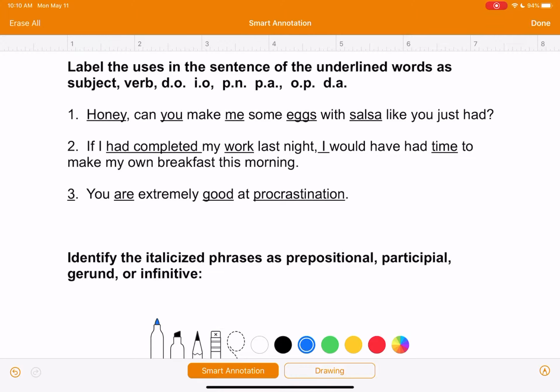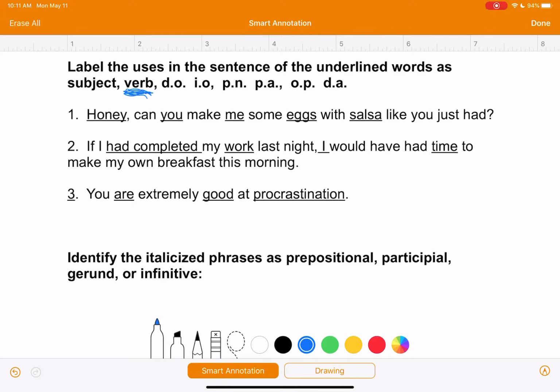Okay, this is part 2 of your review for your final exam. We're going to be looking at identifying parts of sentence now. This is different than parts of speech. One word is the same in both lists, the word verb, so sometimes that confuses kids. But when we look at parts of sentence, we're looking to see what job that word is doing in the sentence.